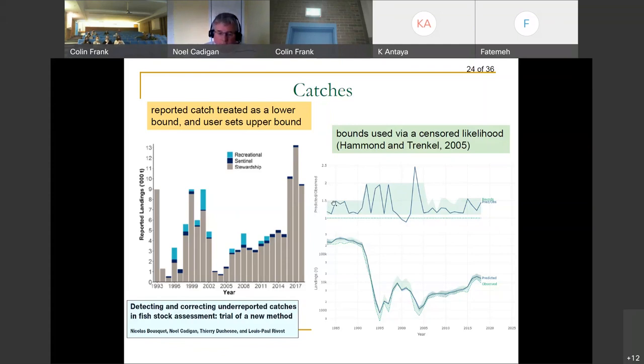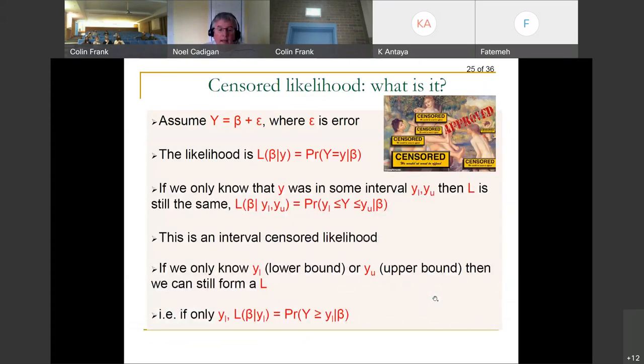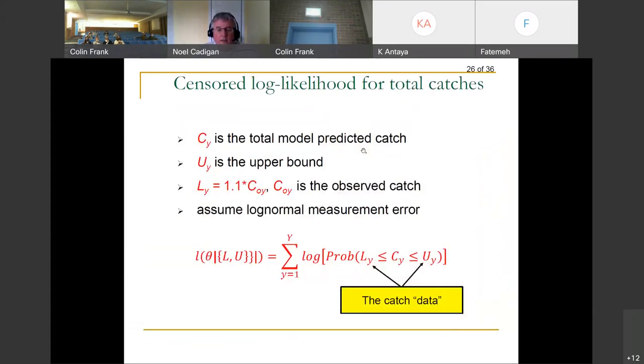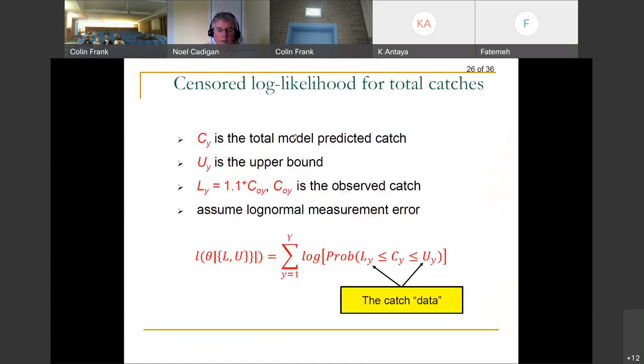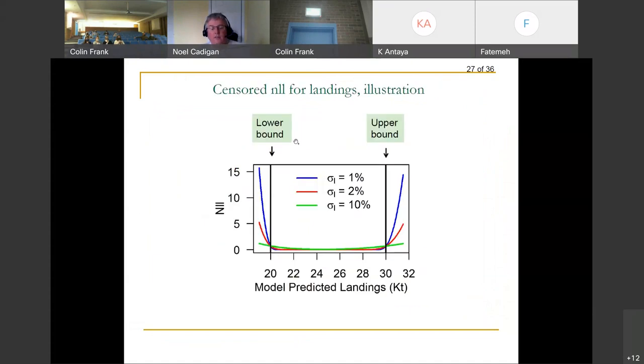That there was very little chance that the fishery was catching more than 1.5 times reported, and so on. But these bounds aren't hard bounds. NCAM can go outside the bounds, but it doesn't like to. So this is predicted over observed, and this is just predicted and observed. I had a slide on how censored likelihoods work, but I'm running out of time, so I'll have to skip it, I think.